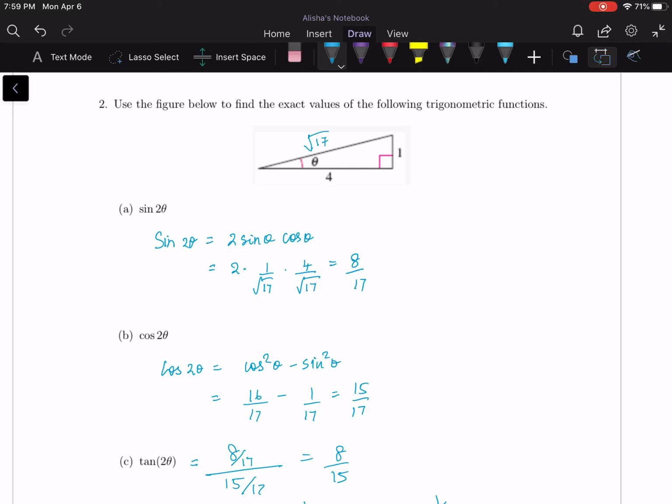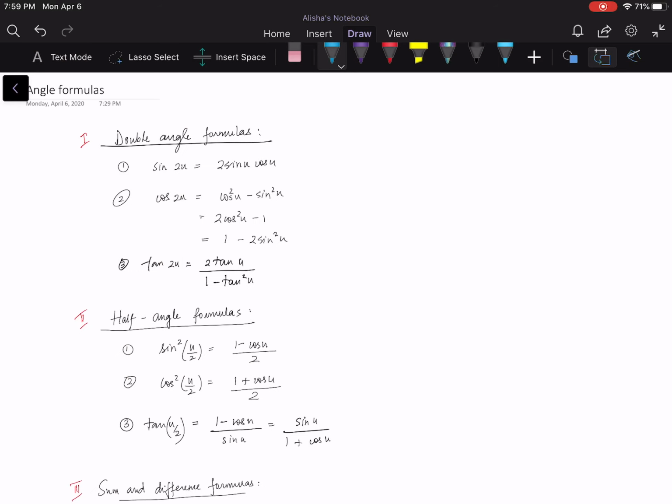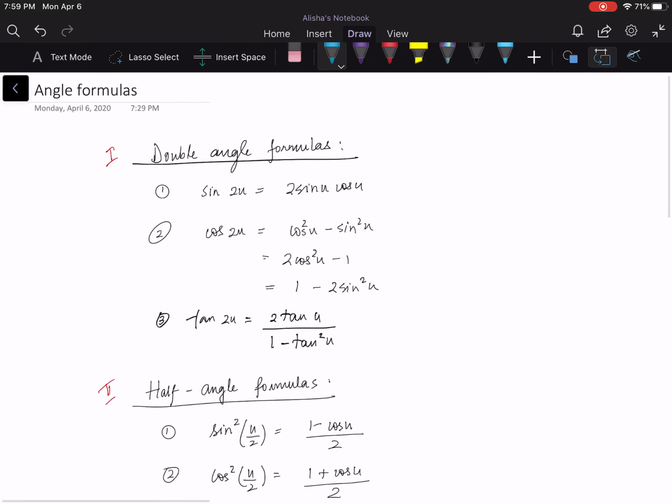Okay, so the next segment of the worksheet is all about double angle formulas, half angle formulas, and such. So I just put down a list of all these angle formulas. And so the first set of formulas I have are these double angle formulas: sine, cosine, and tangent.